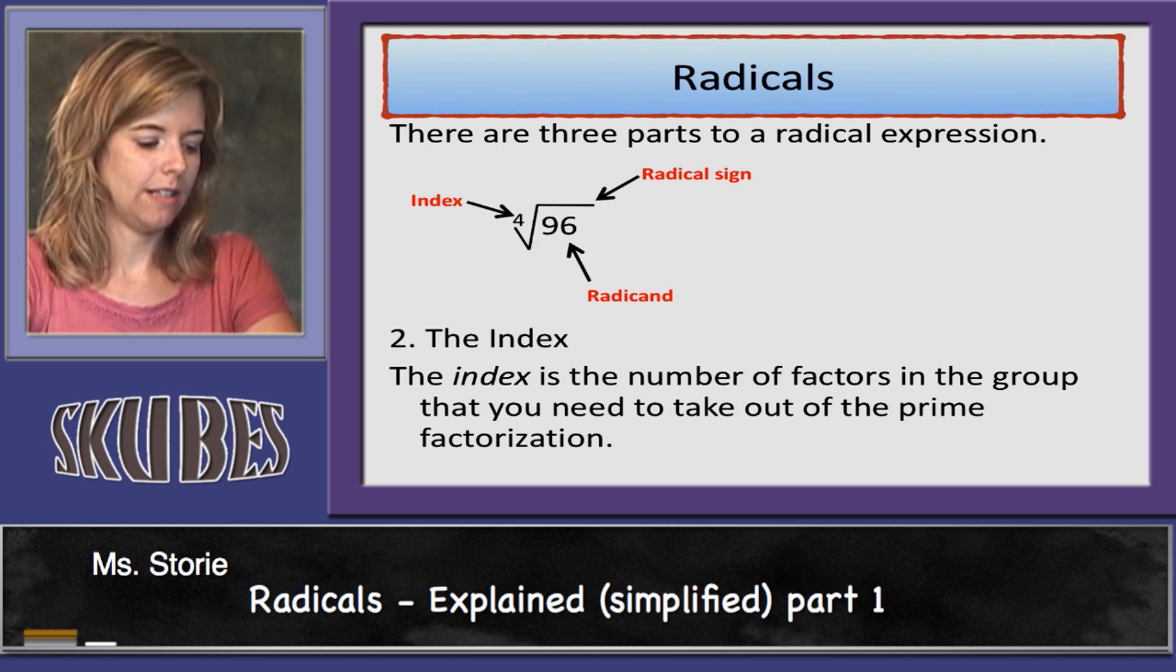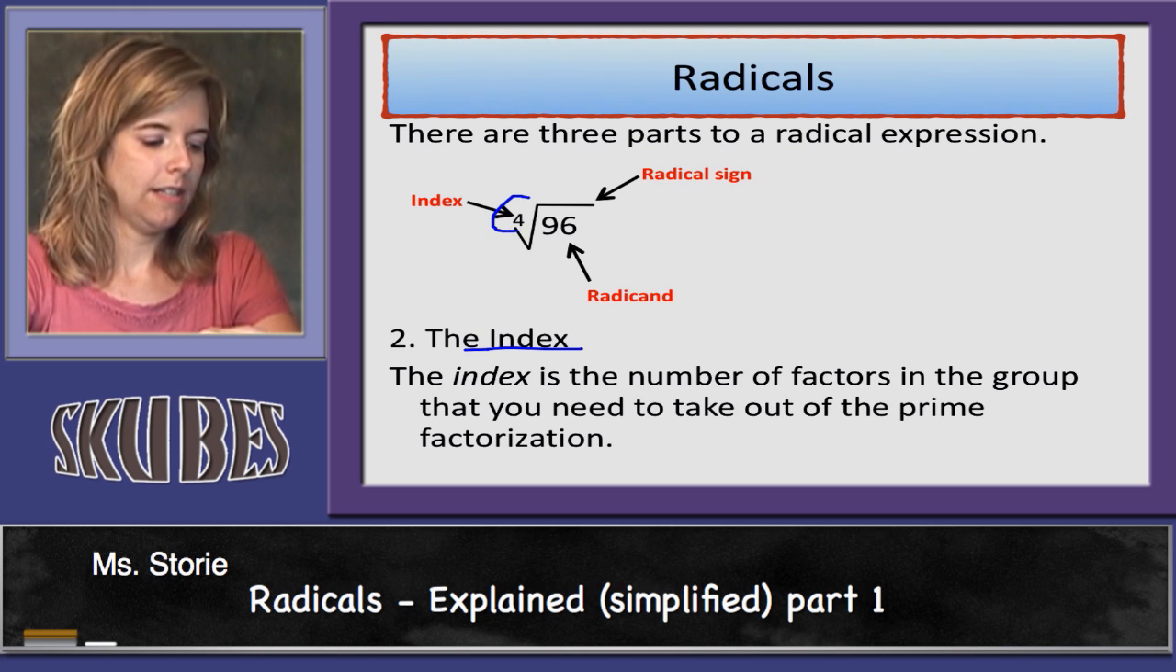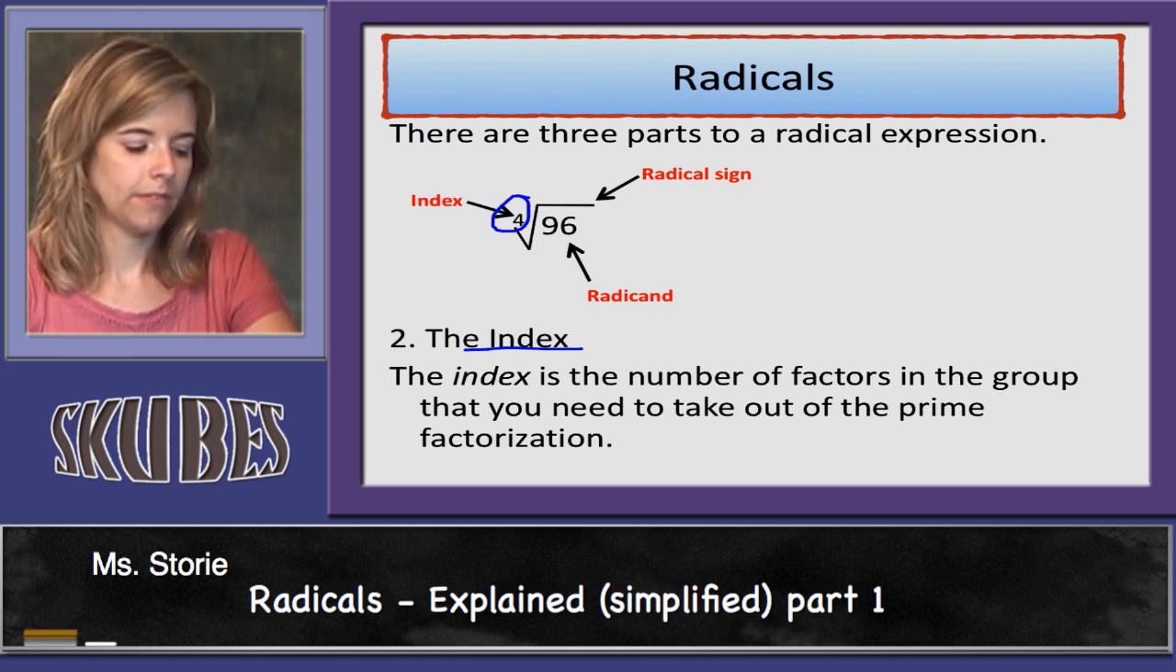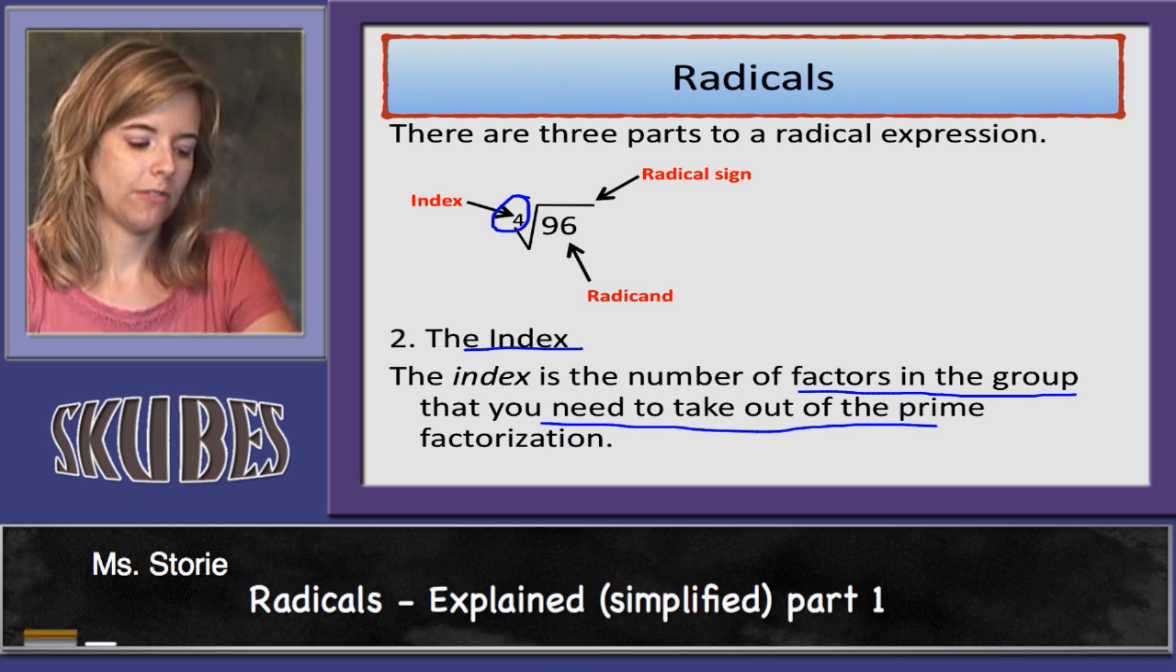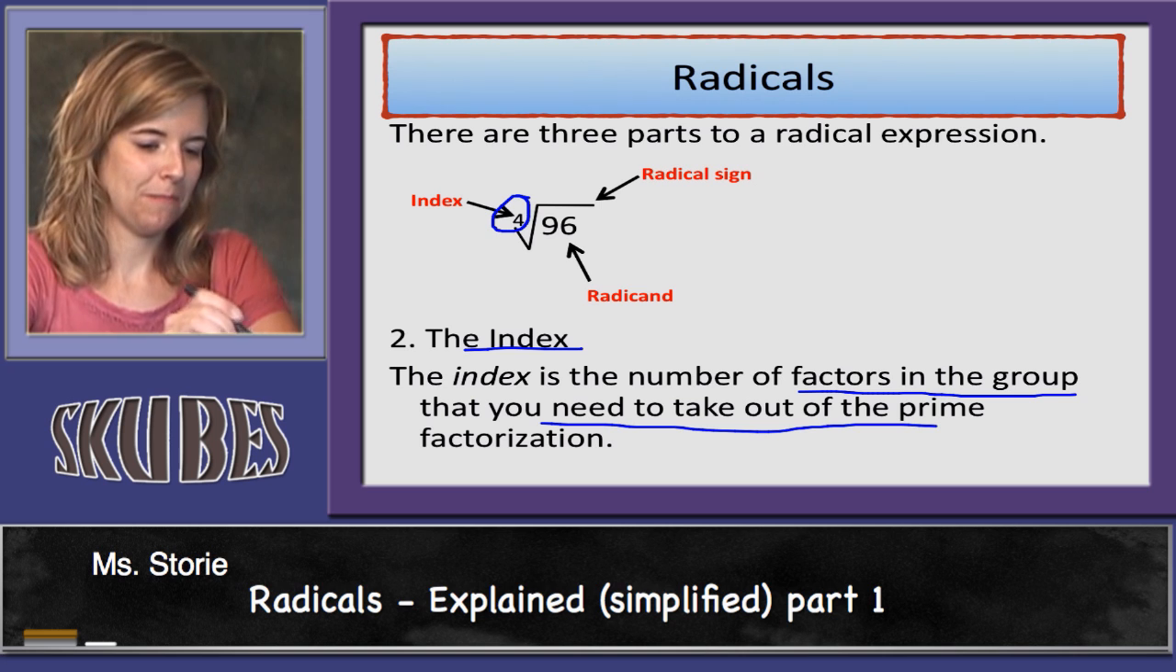Second part is the index. And that index is that teeny tiny number outside the radical sign. The index is the number of factors in the group that you need to take out of the prime factorization. Again, we'll show that in just a minute.